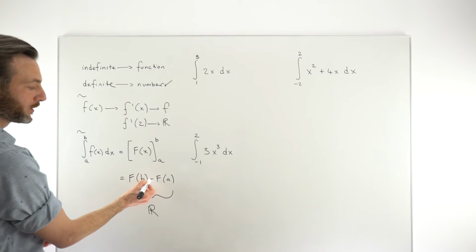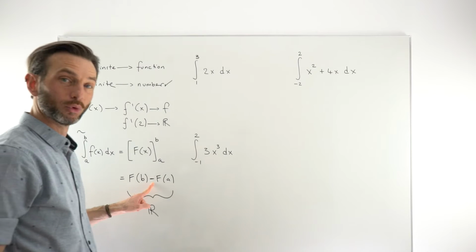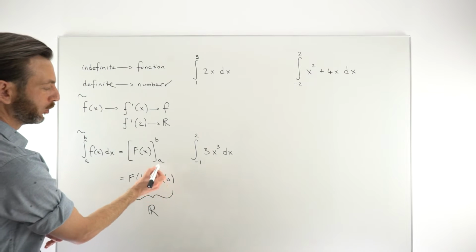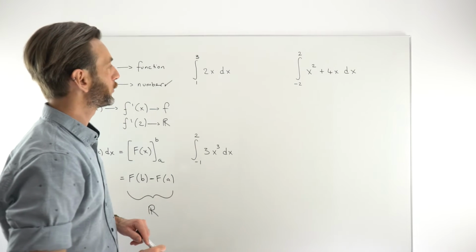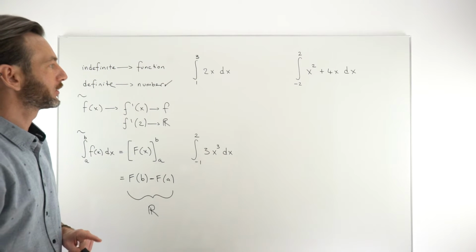Subtract from that. It's always a subtract, okay? That's really, really important. Subtract from that the lower limit evaluated in the antiderivative. Okay, right, so taking a look at our first example.